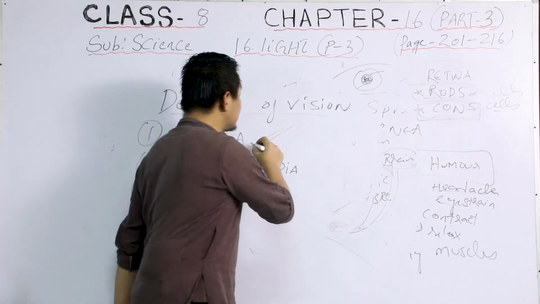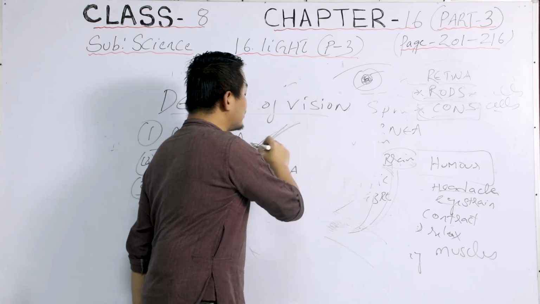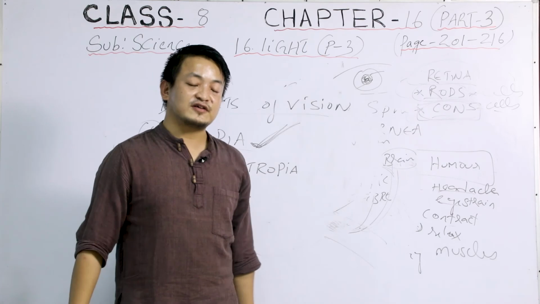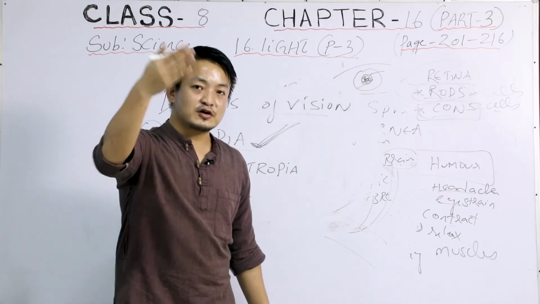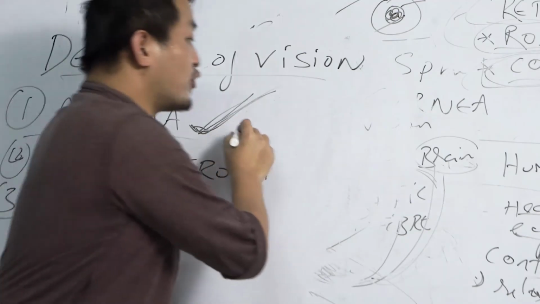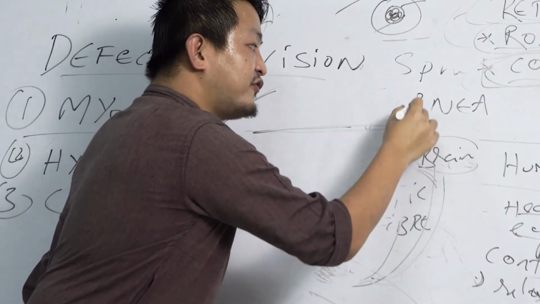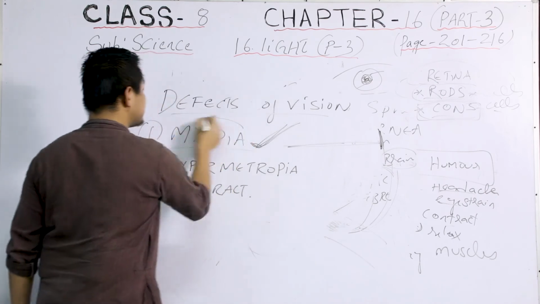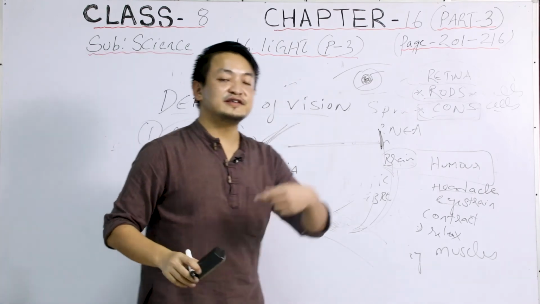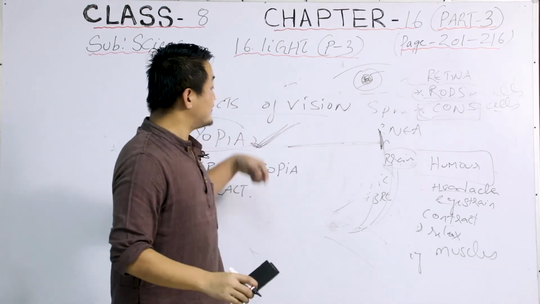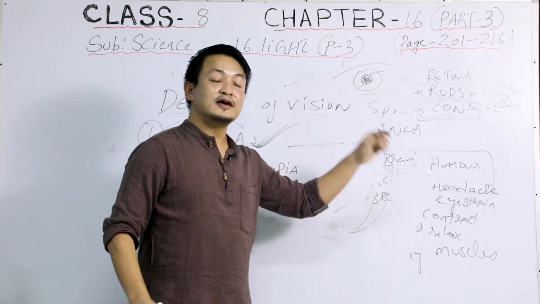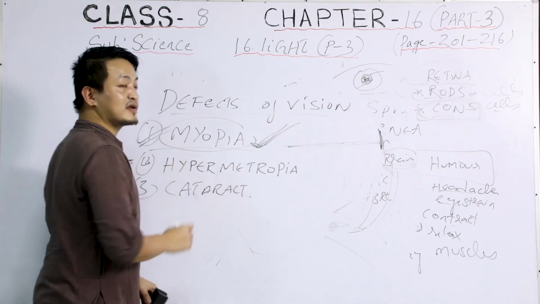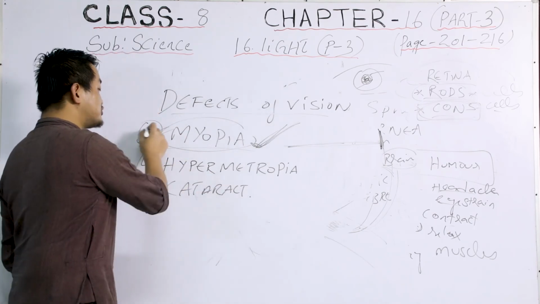The first one, myopia, is very common. What happens in this myopia is that the nearby objects are very clear to you. The short vision is very clear, but for distant vision, for far objects, it appears blurred. If you are able to see the nearby object very clearly, but the far objects are not clear, then that means you have myopia. Clear?